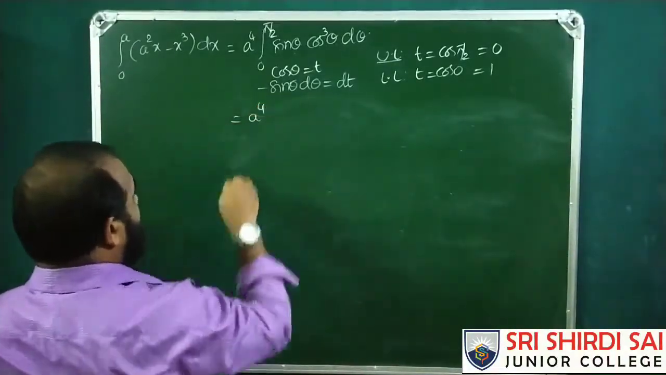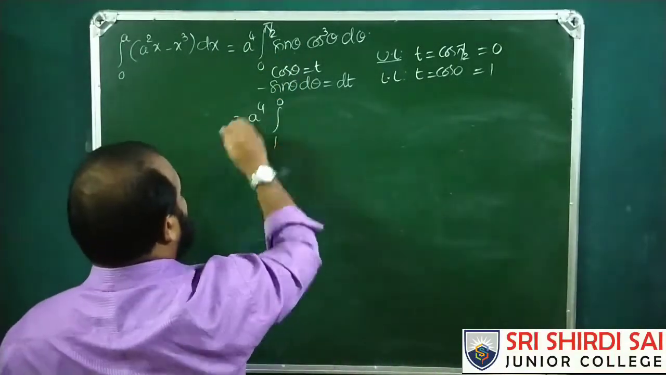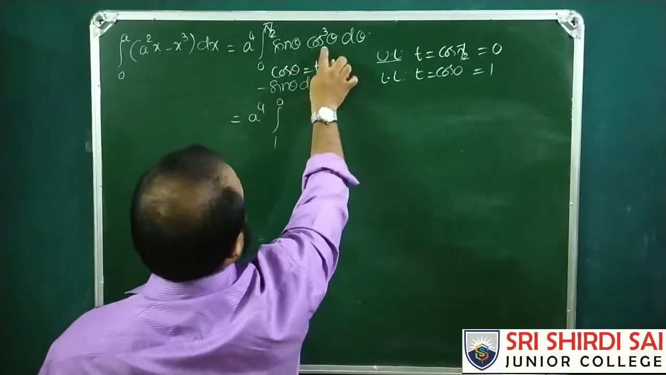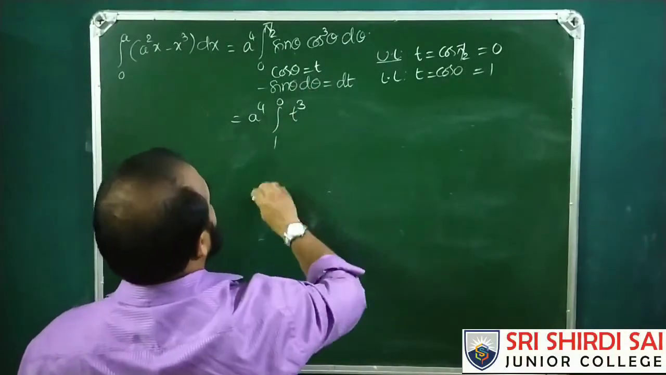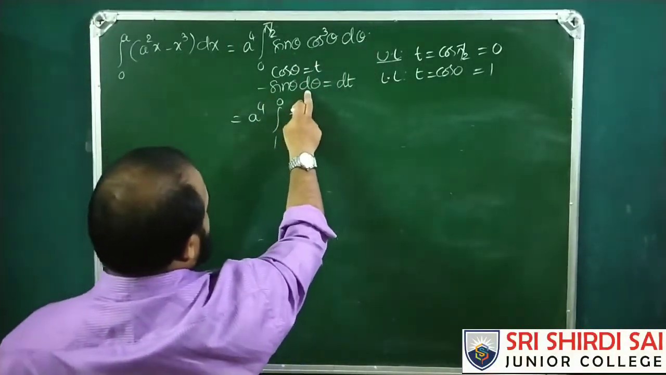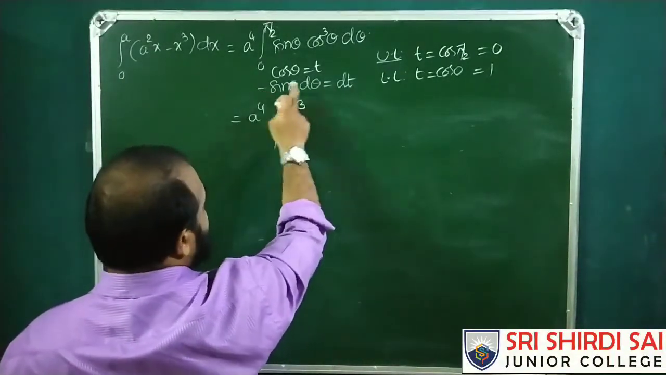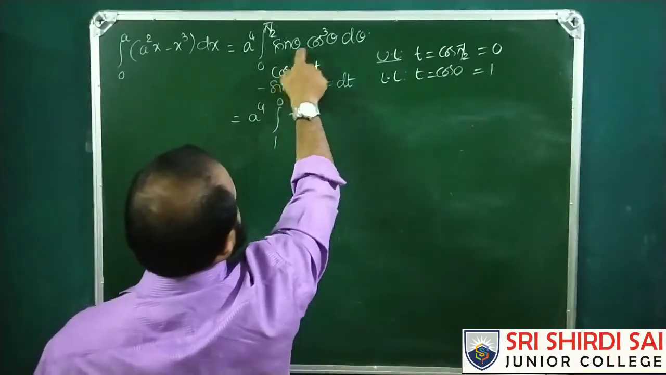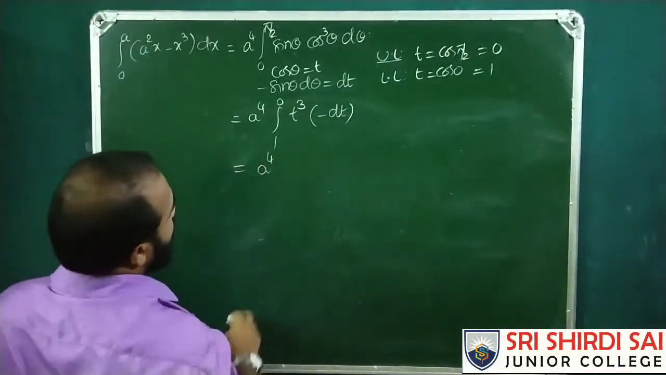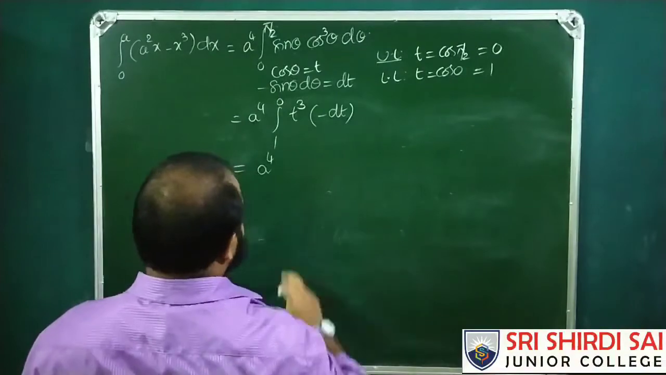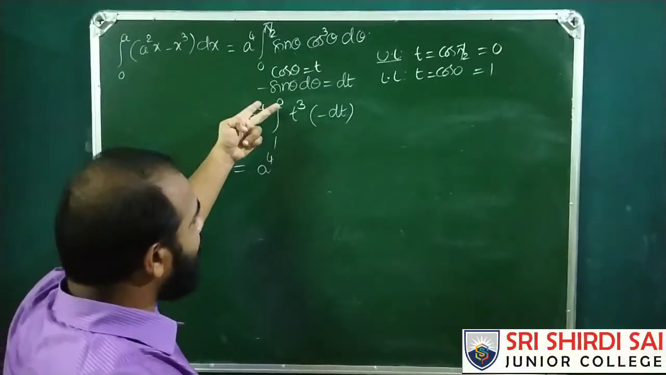This is equal to a power 4, integral 0 to pi by 2 has been changed to 1 to 0. So cos cube theta, cos theta is t, cos cube theta is t cube, sin theta d theta. Minus sin theta d theta is dt, multiply with minus on both sides, then minus of minus is plus, this is minus dt. So sin theta d theta is minus dt, a power 4. So this is minus dt. So if we want to remove this minus, we need to interchange the limits.